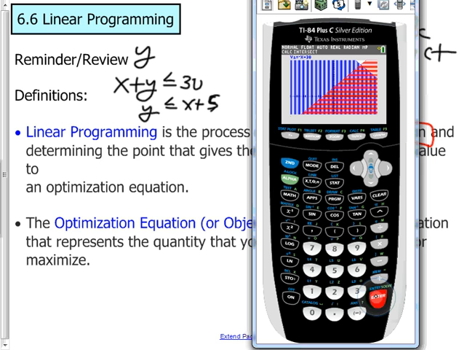Did you get 12.5, 17.5? Yes. All right, good. Now, that's one of the intersection points. That's one of the possible answers. So if they were asking, what's the most profit he could have? You'd take those numbers and stick it into the what? Optimization equation. Good. Okay.